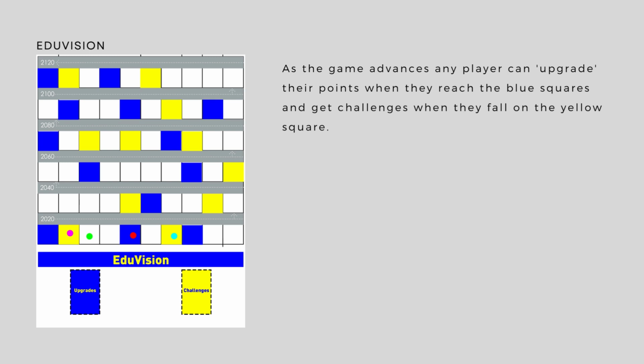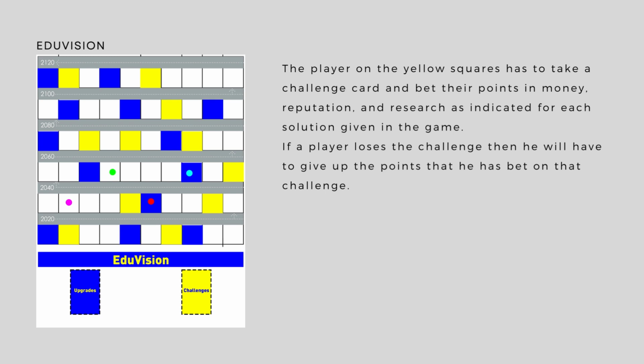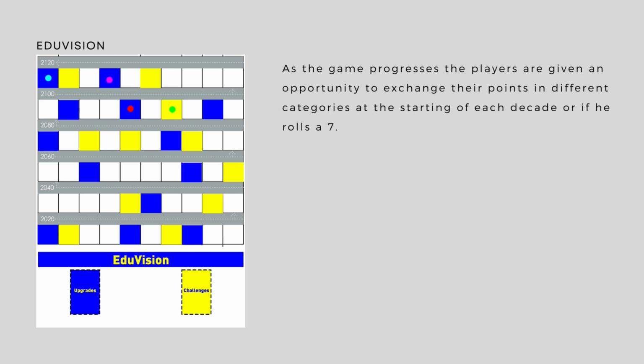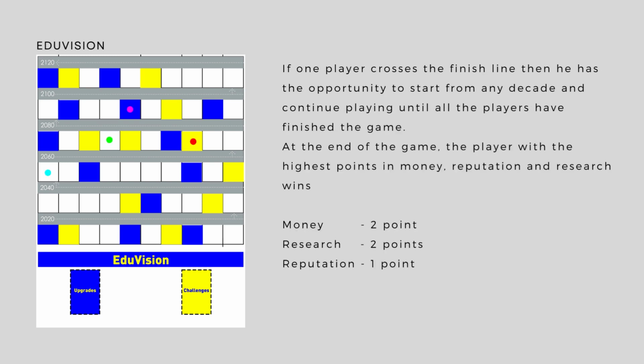At the start of the game, each player is given 10 points in each of the three categories of research, reputation, and money. They can use these points to face the challenge cards by betting on a solution. The game would use a combination of user input and random events to determine the outcome of each round. For example, when a challenge card is drawn, the game would present the player with several potential solutions with varying amounts of money, reputation, and research points needed to implement them. And the player could choose any one of the solutions depending on how many points he has to bet.